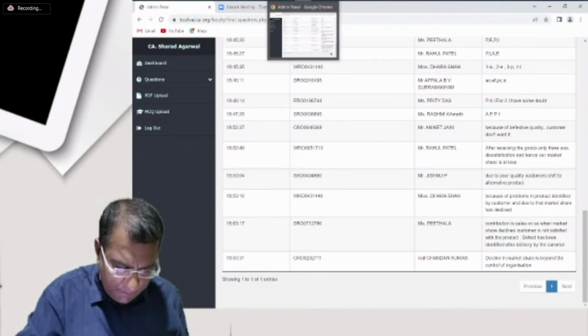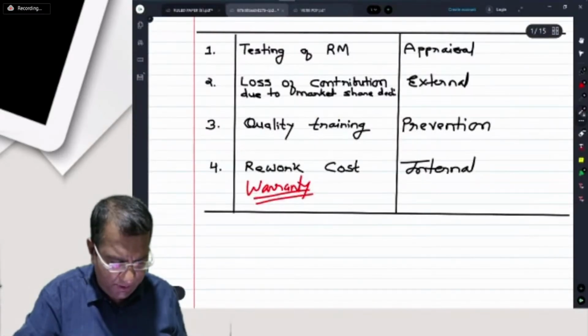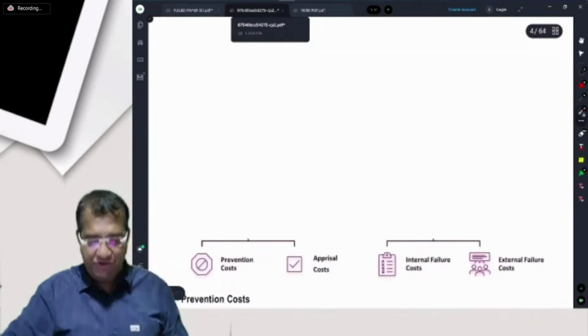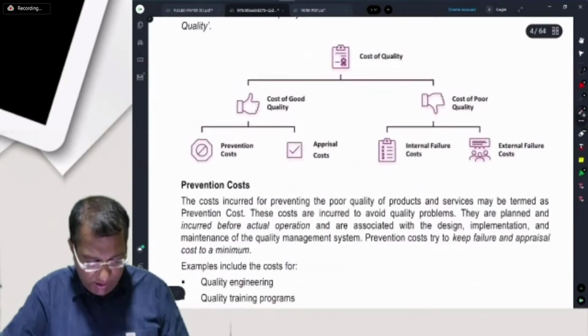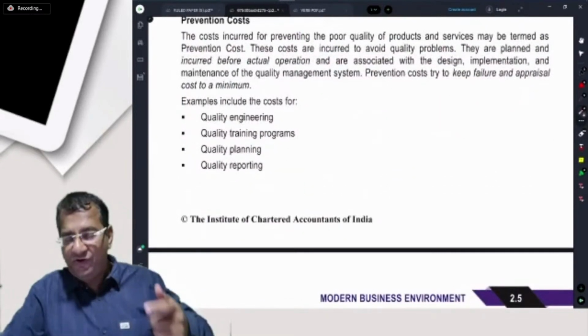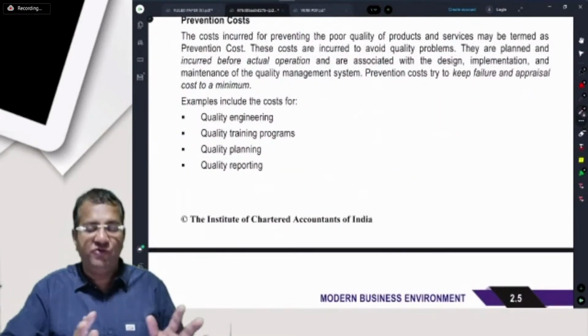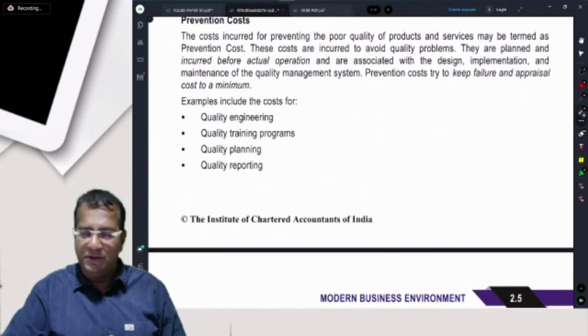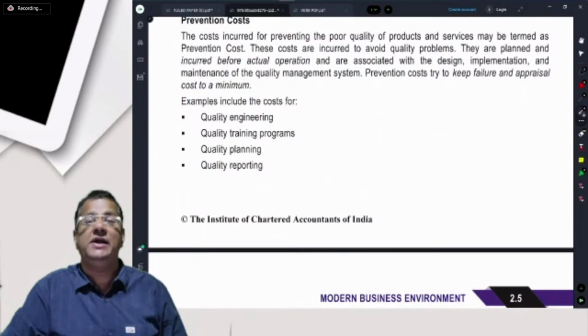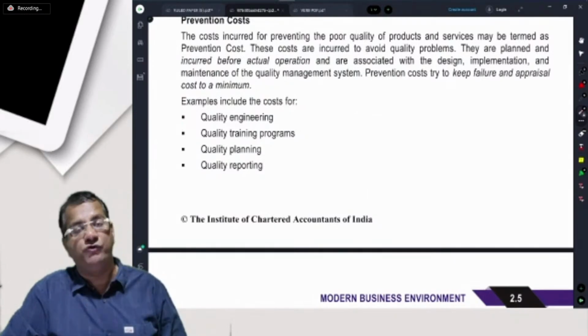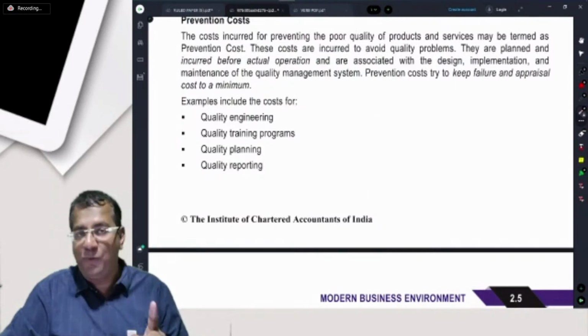Now many examples are being given in your study material regarding the prevention cost, regarding the appraisal cost, regarding the internal failure and external failure. Once all these examples are done, the basic concept of cost of quality is over. Then we are left with a few more concepts. After that, we can start the practical questions on this topic, cost of quality. So it's very, very important, beta.